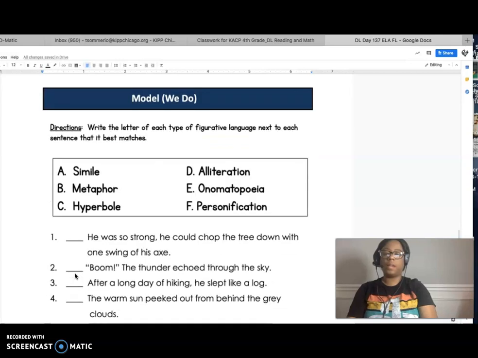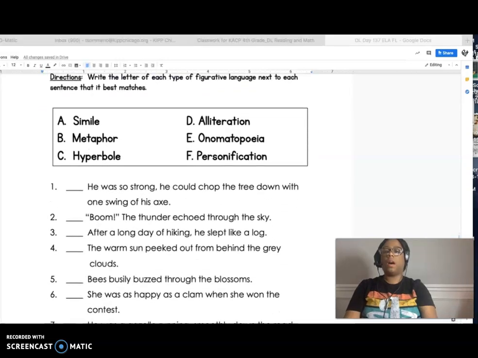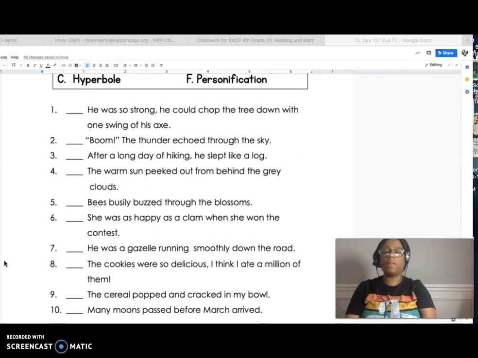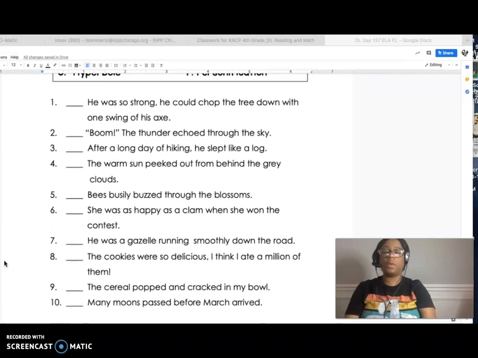Okay, so the directions for the next section are as follows. Write the letter of each type of figurative language next to each sentence that it best matches. We have A, simile, B, metaphor, C, hyperbole, D, alliteration, E, onomatopoeia, F, personification. We have 10 items to go through, so let's not waste any time.